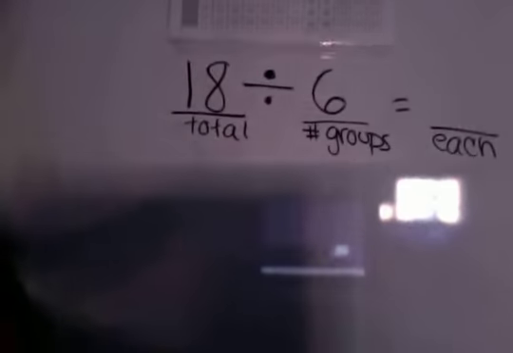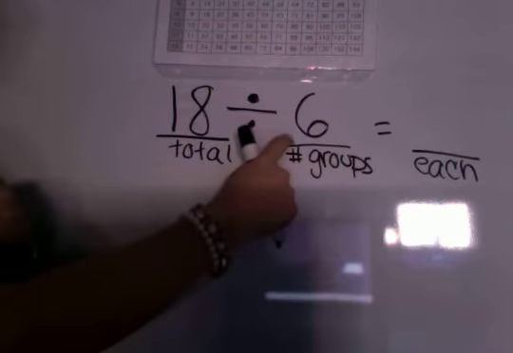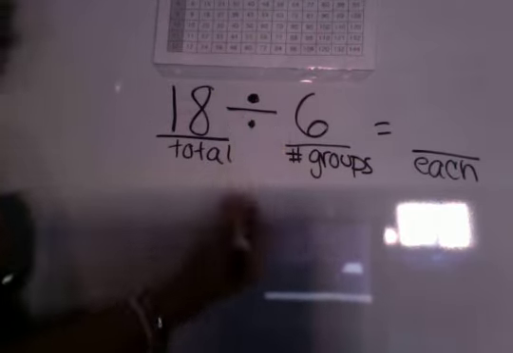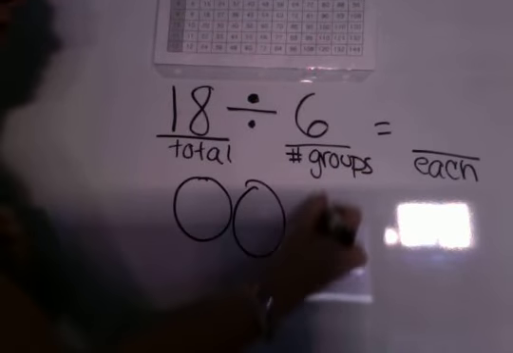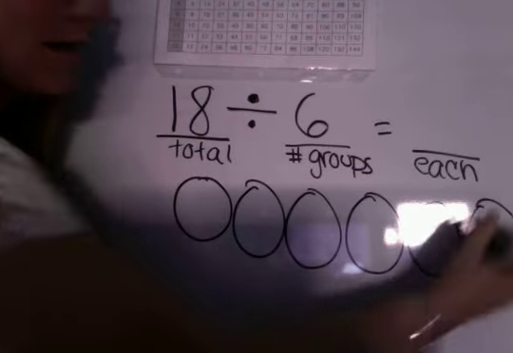So what we're going to do is draw out what it should look like. So we know that this number here means our number of groups. So we're going to make 6 groups. So draw 6 groups underneath. 1, 2, 3, 4, 5, and 6.